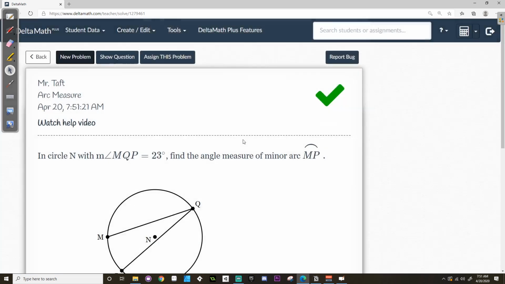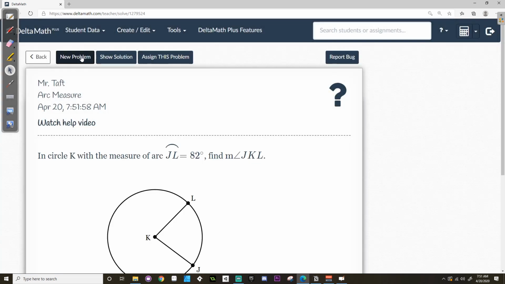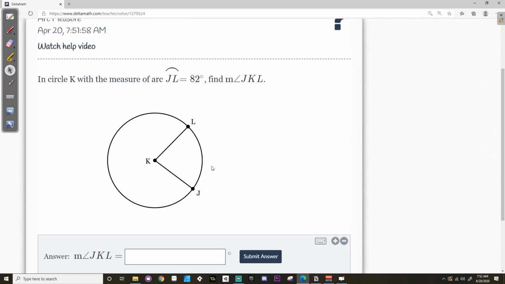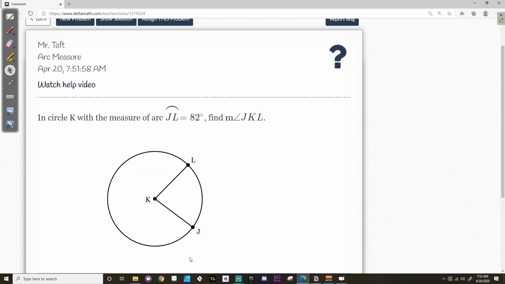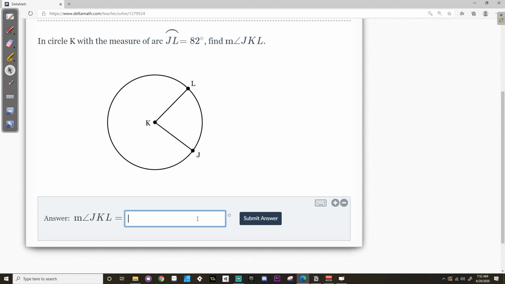All right, let's look at one more here. So here's a central one. Circle K, the measure of arc JL is 82 degrees. So again, ask yourself, is this a central angle or an inscribed angle? And in this case, it's central, since it's coming from the center. So if JL is 82 degrees, then the measure of angle JKL is going to be the same, which is also 82 degrees.